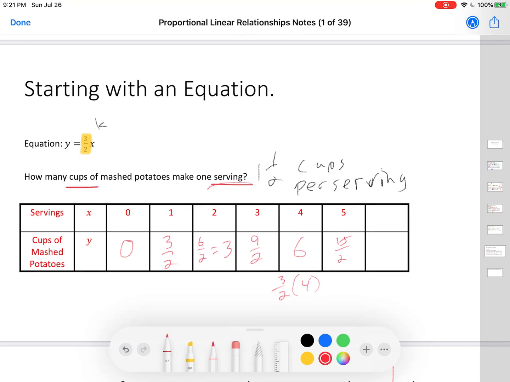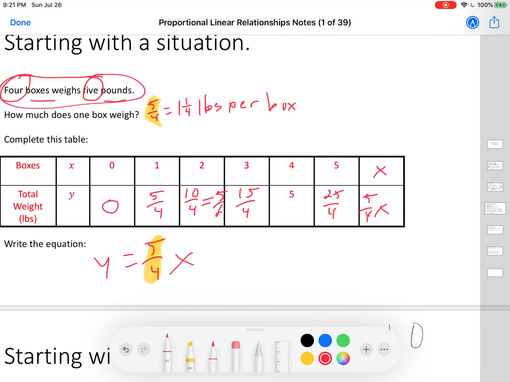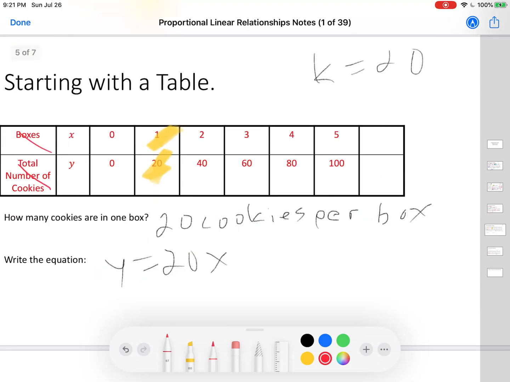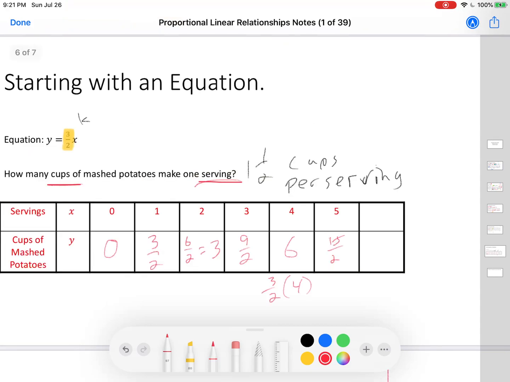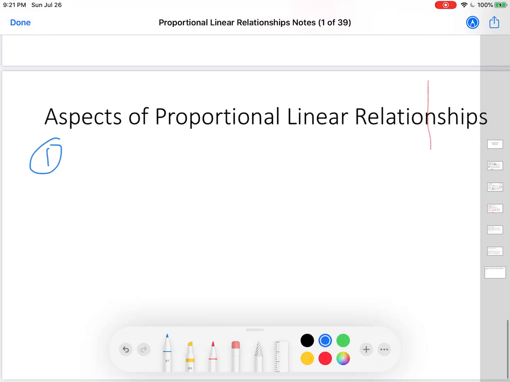Okay, let's take a look at all of these. Let's look at the equations in each one. Here's the equation y equals 5/4 x. The only operation is multiplication. Y equals 20x. The only operation is multiplication. Here's the equation y equals 3 halves x here at the top. The only operation is multiplication. So, one aspect.